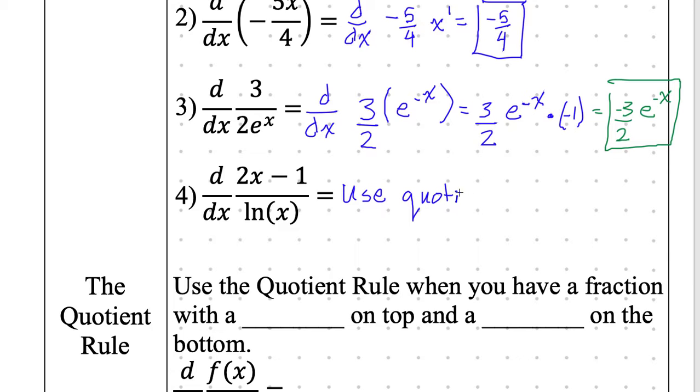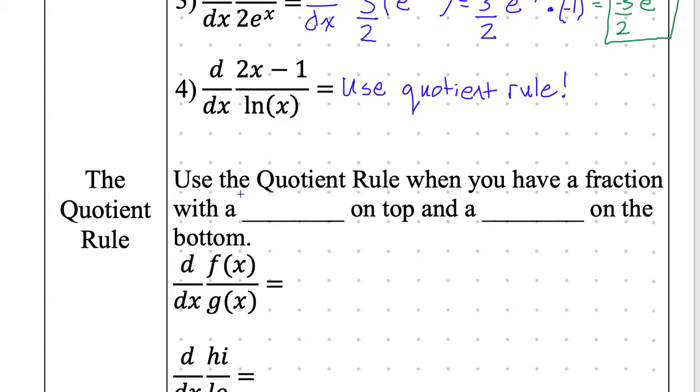I cannot spell quotient rule. There it is. Exclamation point. I have to use the quotient rule because I have a variable in the top, a variable in the bottom, therefore I have a function on the top and a function on the bottom. So let's learn the quotient rule. Use the quotient rule when you have a fraction with a function on the top and a function on the bottom. You can either say variable on the top and variable on the bottom, or function on the top and function on the bottom. That's a little bit better.